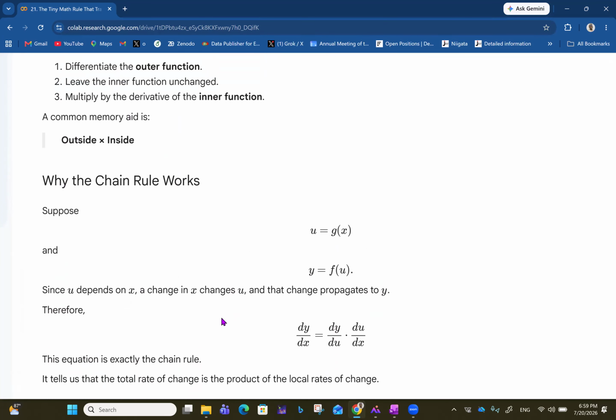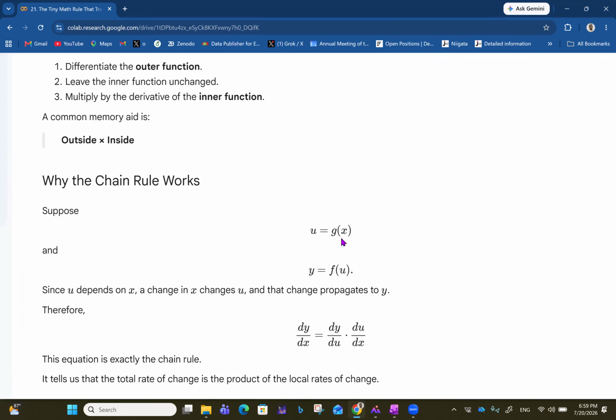Suppose u is g of x and y is f of u. Since u depends on x and y depends on u, y is a function of u, whereas u is a function of x. So y is a function of g of x. A change in x changes u, and that change propagates to y. So therefore, dy dx.